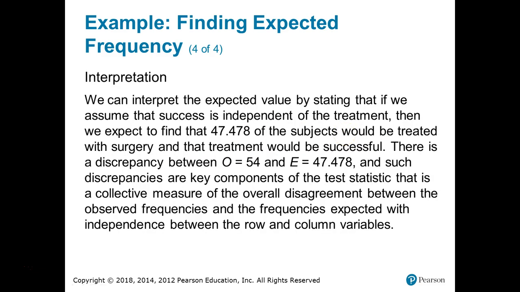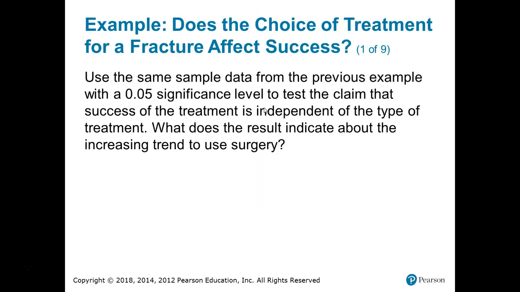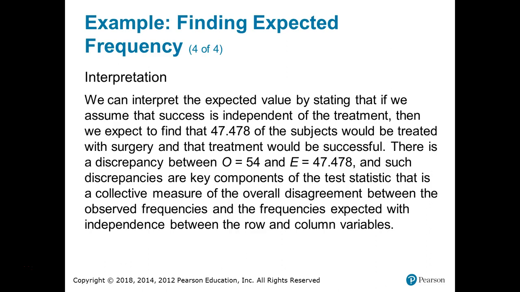So the interpretation. We can interpret the expected value by stating that if we assume that success is independent of the treatment, then we expect to find that 47.478 of the subjects would be treated with surgery and that the treatment would be successful. So that would mean that we would expect the value right here to be exactly or very, very close to the expected value. It's a little bit more. So there's obviously a discrepancy between the observed of 54 and the expected of 47.478. And such discrepancies are key components of the test statistic that is a collective measure of the overall disagreement. Basically, how much do those two values, O and E, vary?